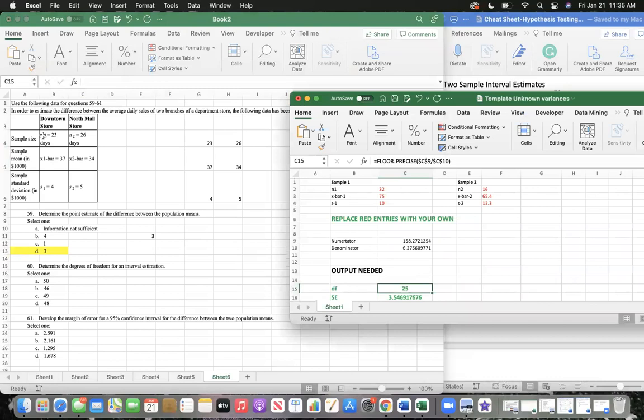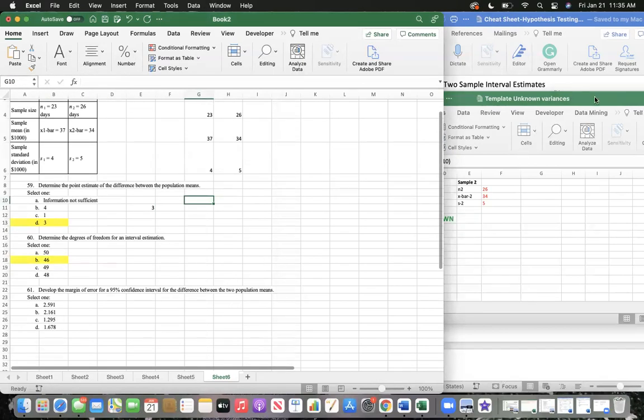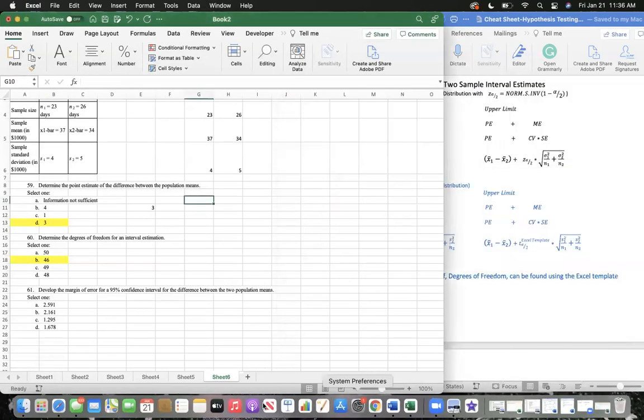So our N1 is 23. So let's change this to 23. What is our X bar 1? 37. What is our sample standard deviation 1? It's 4. What is our N2? 26, 34, and 5. So when we do that, we get 46. So this is our answer, B. And now we can get rid of this.